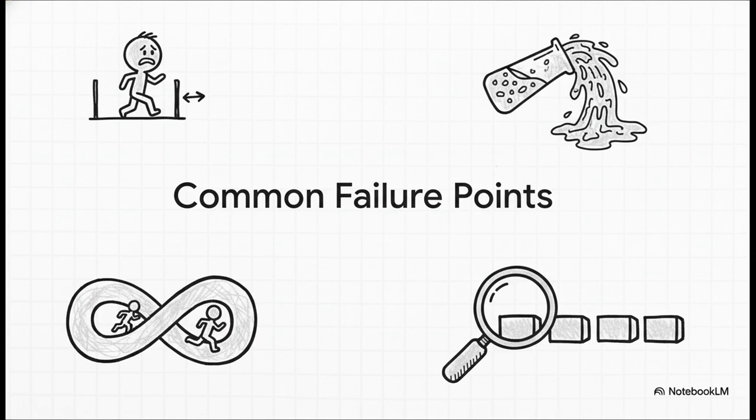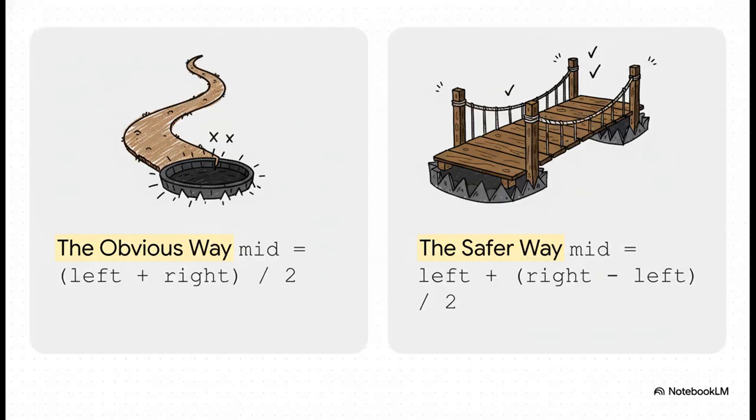And then there are the edge cases, like what happens with an empty array, or if your target is at the very beginning or the very end. That's where things really tend to fall apart. Let me show you a perfect example. How do you find the middle of your search area? Well, the obvious way is to just add the left and right pointers and divide by 2. Makes perfect sense, right? But there's a safer way, which you can see on the right.